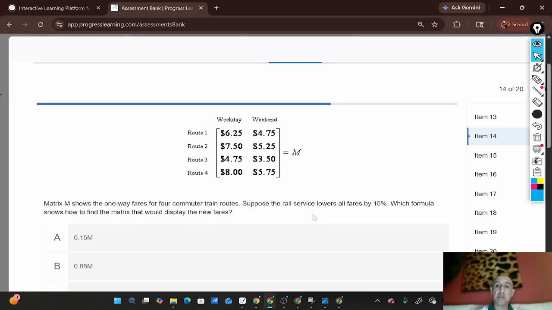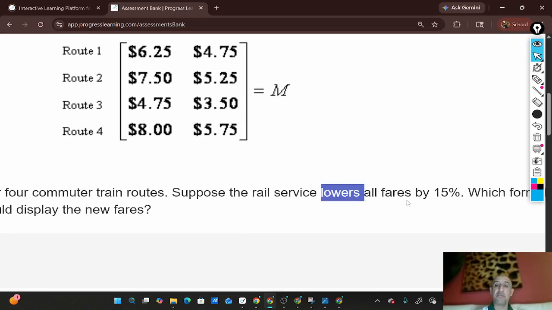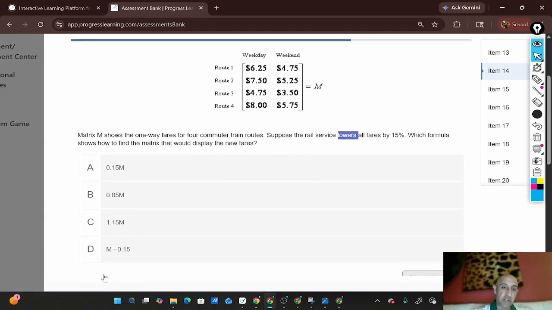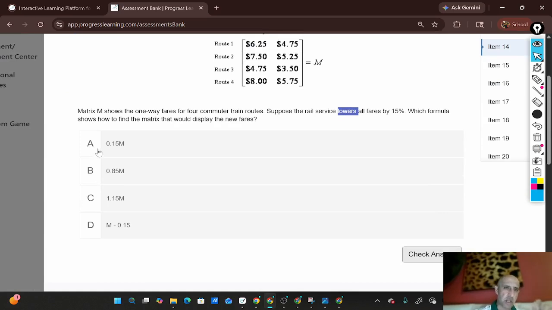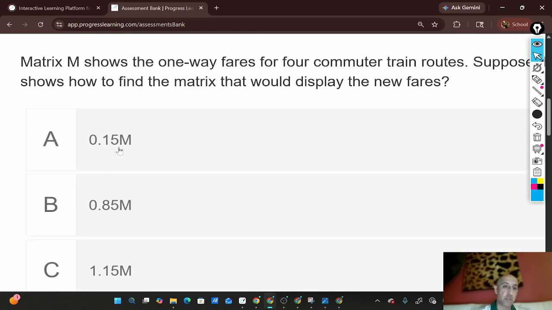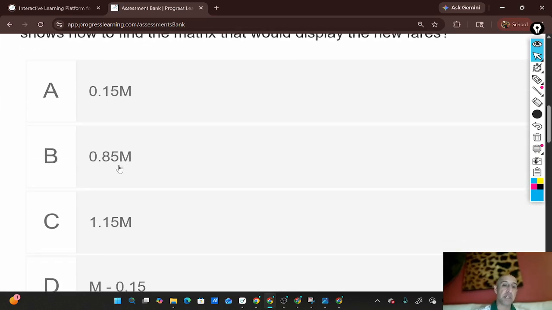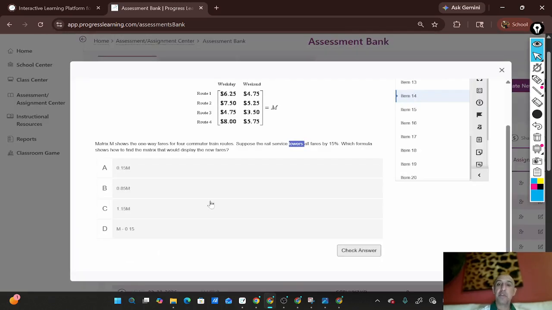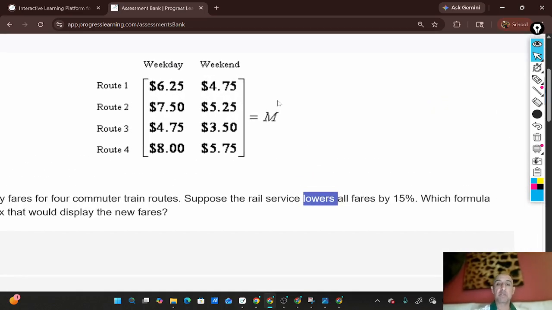So in this case, we need to concentrate on lowering all fares by 15%. So each one of these fare prices will be lowered by 15%. So in this case, we need to find which option is right: A, 0.15 M, or B, 0.85 M, or 1.15 M, or M minus 0.15. So to do this, actually what we have is something like this.